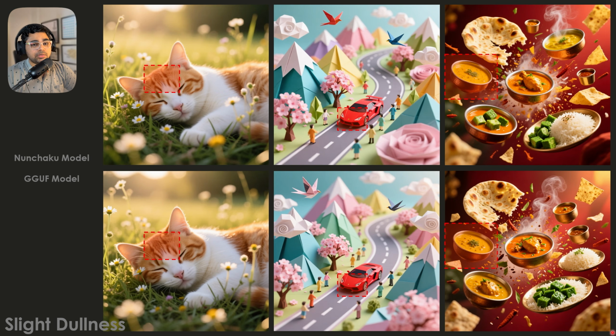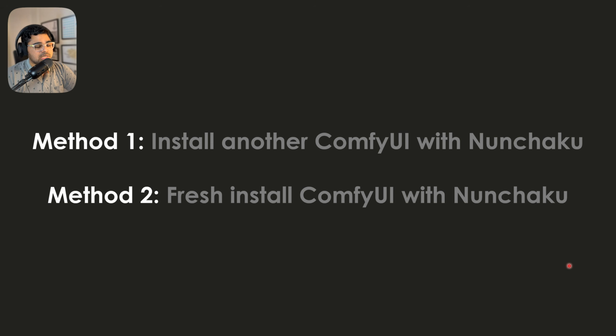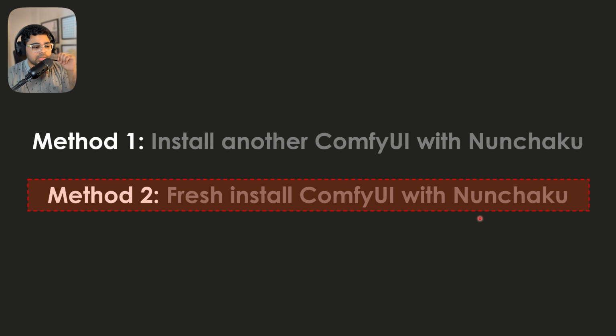And now let's see what we need to install inside of ComfyUI to get these Nunchaku models running. So let's see the installation guide. Here there are two methods which I have seen people use. The first method is you install another ComfyUI, let's say somewhere in your drive, and then you extract the models to that particular folder. So you have multiple ComfyUIs running with every version of Nunchaku. I don't like to do that. What I like to do is a fresh install of ComfyUI with Nunchaku, and that's what I'm going to show you. I'm also going to show you how to install ComfyUI because there are some things that have changed, plus installing the Nunchaku custom node.